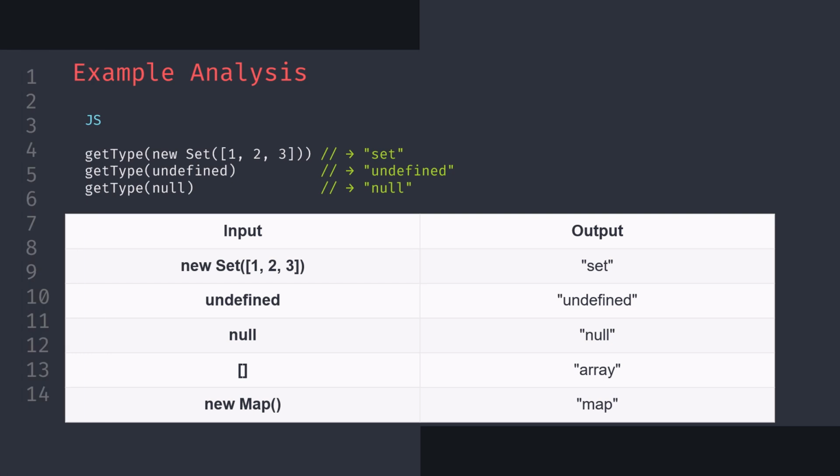Here's a quick look at how this function behaves with different values. Whether you pass in collections, primitives, or edge cases like null, this function delivers the expected result each time. It is a helpful utility for any toolkit.